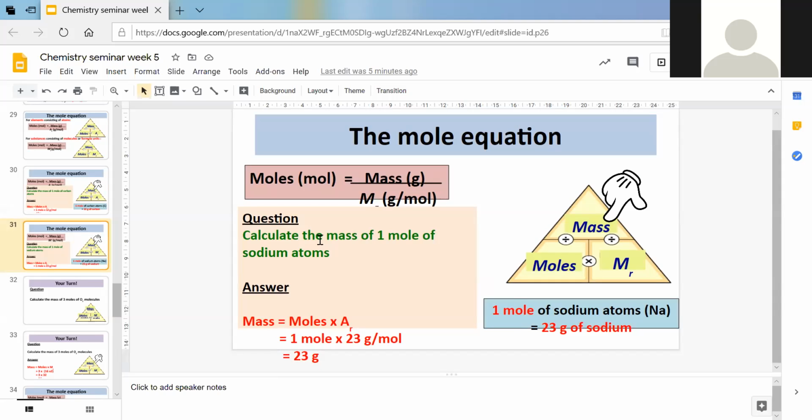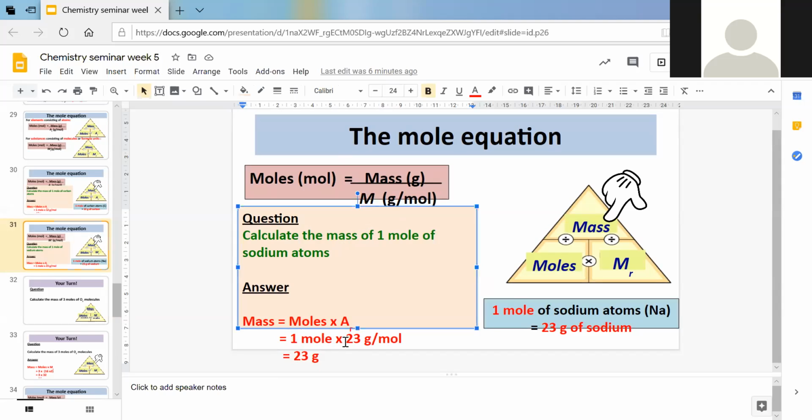So again, if we look at sodium atoms instead, if we're saying calculate the mass of 1 mole of sodium atoms, it's 1 times 23. Because we have 1 mole of the substance times 23 grams per mole. So each mole of sodium contains 23 grams. I wouldn't think too hard about it. Just know that if it says calculate the mass of 1 mole sodium atoms, you times 1 times the molar mass on the periodic table.